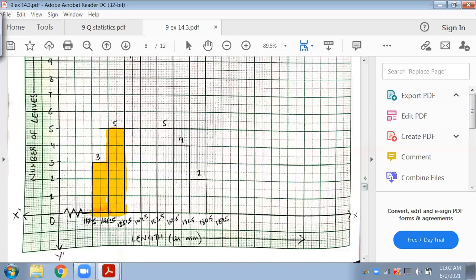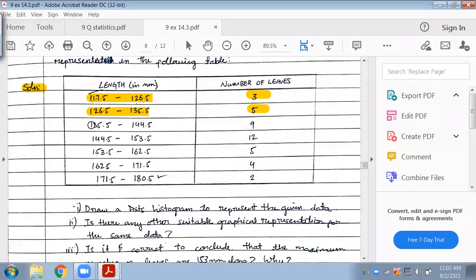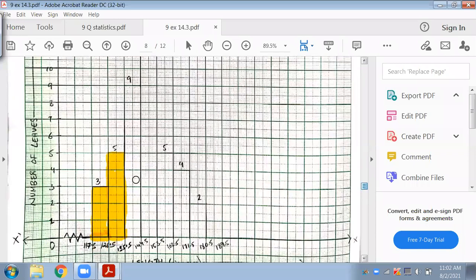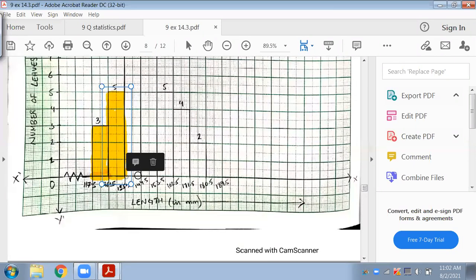Then what will the third be? The third class is 135.5 to 144.5, and the frequency is 9. So between 135.5 and 144.5, the bar goes till 9. So draw the bar till 9.